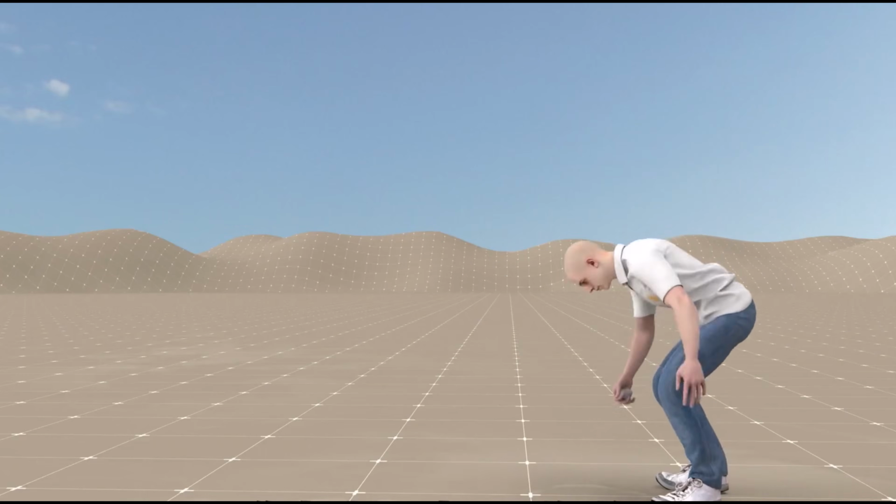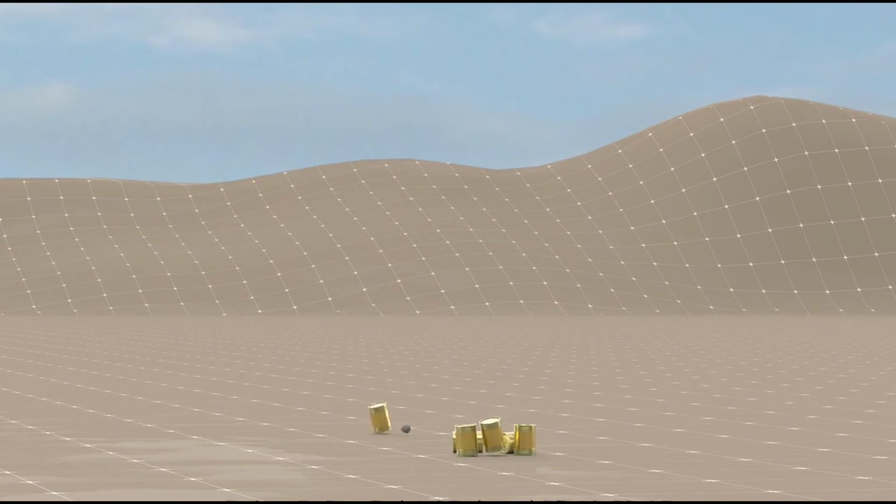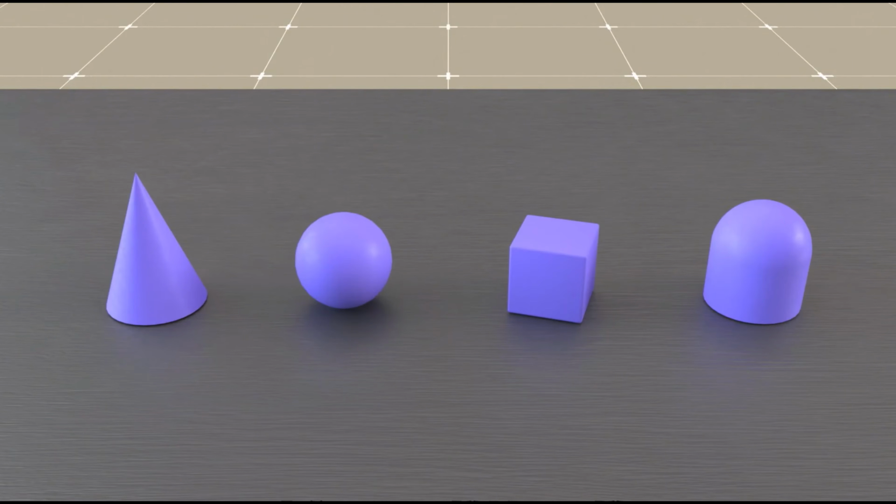When you were a kid playing with friends, did you ever wonder which shape could be thrown the farthest? For example, a cone, a sphere, a cube, and a cylindrical surface. They all have the same mass and material, just different shapes. Which one do you think can be thrown the farthest?